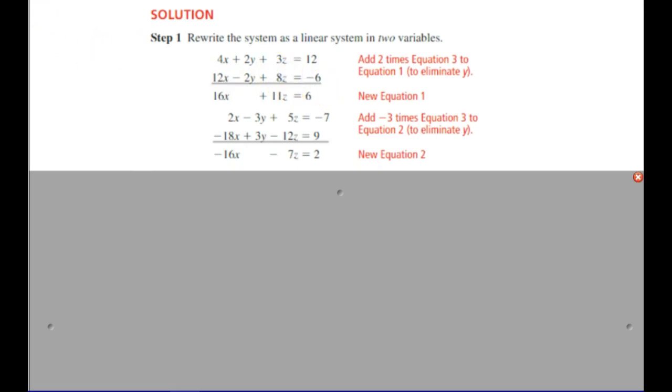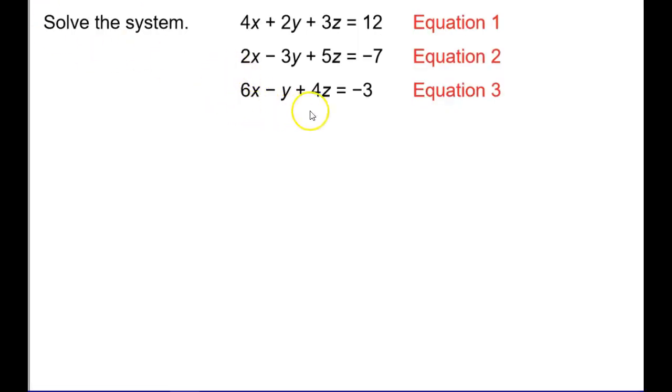That's all I did, I took this 3rd equation, 6x minus y plus 4z equals negative 3, and multiplied everything times 2. I did that because I see right up here in this first equation I have a positive 2y, and that's an easy way for me to get a negative 2y right here, which will get rid of one of my variables, and that's the goal.